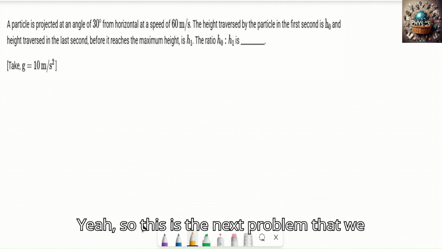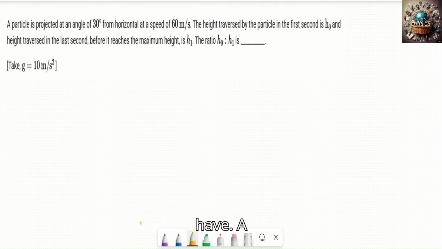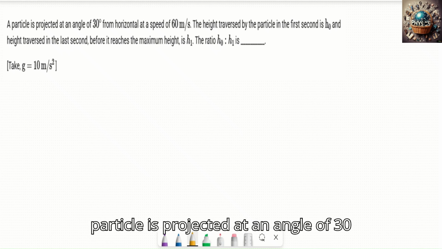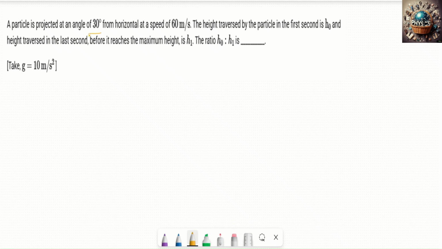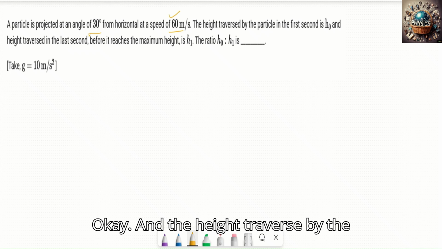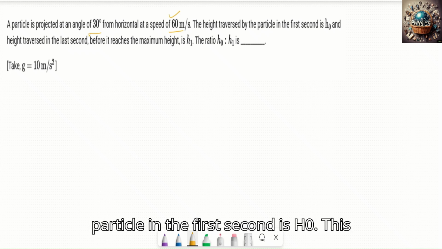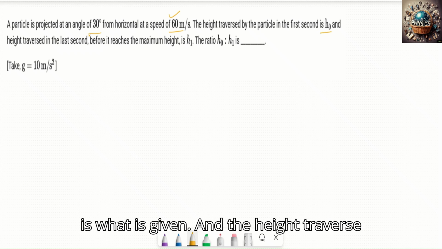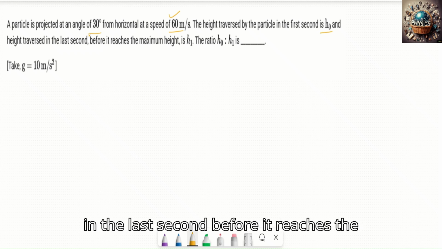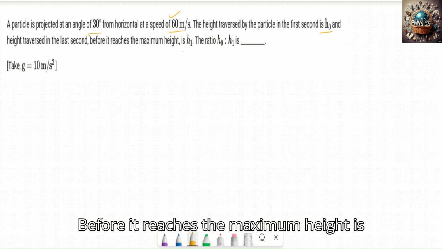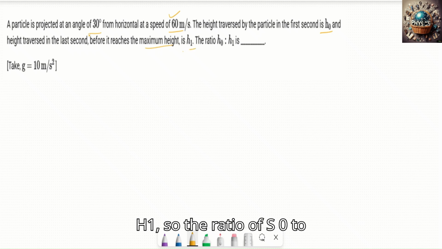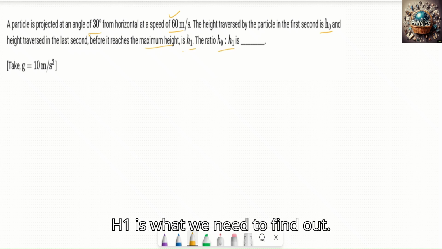So this is the next problem that we have. A particle is projected at an angle of 30 degree from the horizontal and at a speed of 60 meter per second. The height traversed by the particle in the first second is h0, and the height traversed in the last second before it reaches the maximum height is h1. So the ratio of h0 to h1 is what we need to find out.